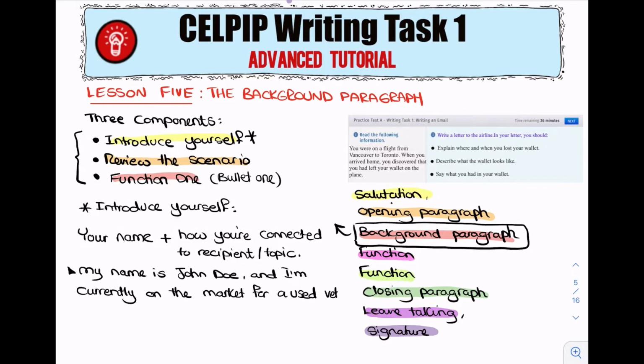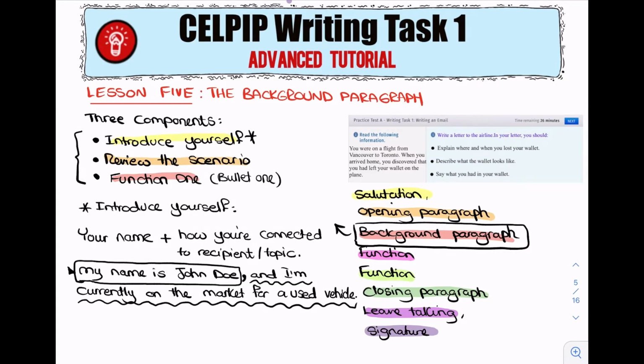So as you can see here, we begin by introducing ourselves. My name is John Doe. That's the first component. And then I use a comma. Always you need that comma. And then use and I'm, and then add whatever explanation is necessary. All right, then what do we do after that?